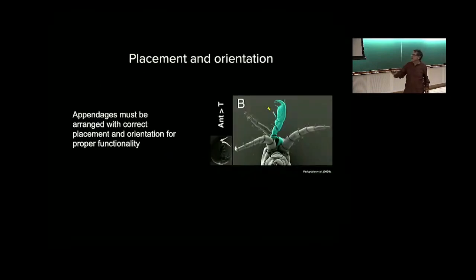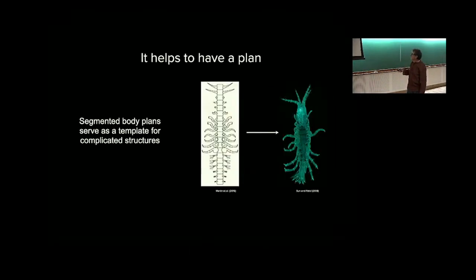The appendages, of course, have to be correctly arranged with correct placement and orientation for proper functionality, so you don't want this arm ending up over here or ending up as a leg. And if you do some genetic manipulation, you can end up with a limb where an antenna should be. It helps to have a plan to serve as a template for this structure. And there's a relatively simple rectangular looking system, so you might hope to shed some light on the development of this template for complicated structures in such a system.